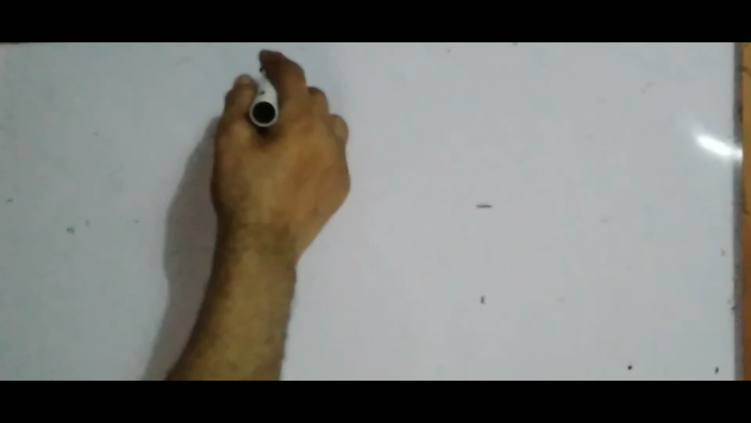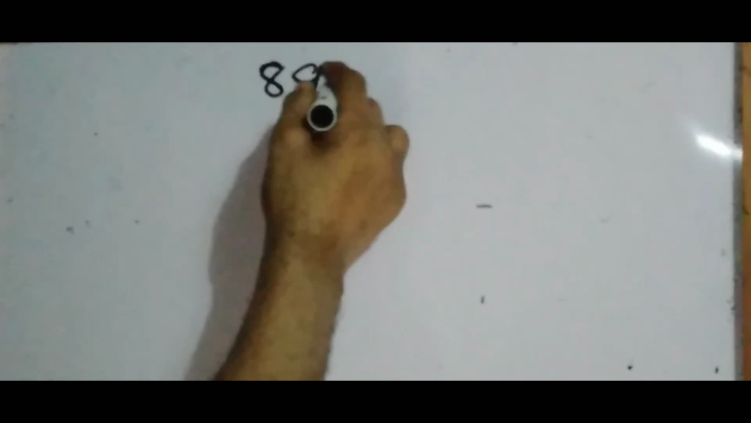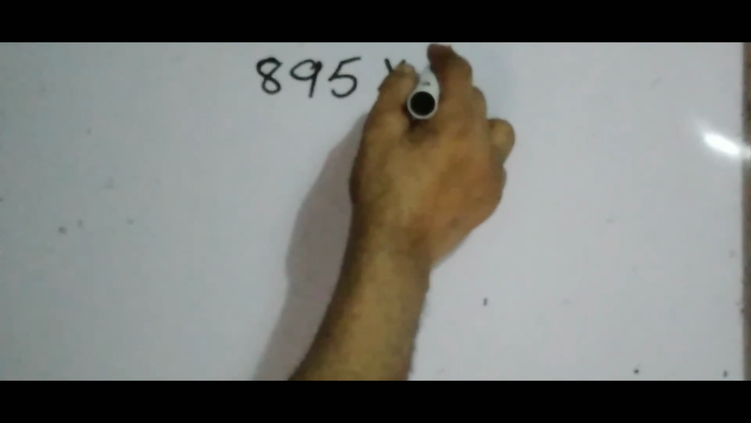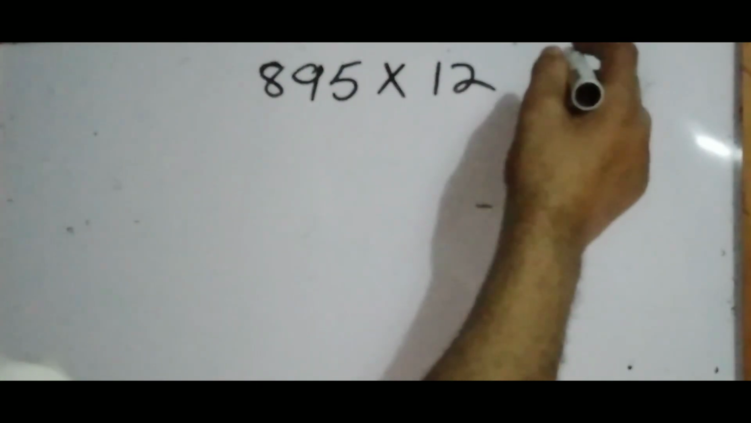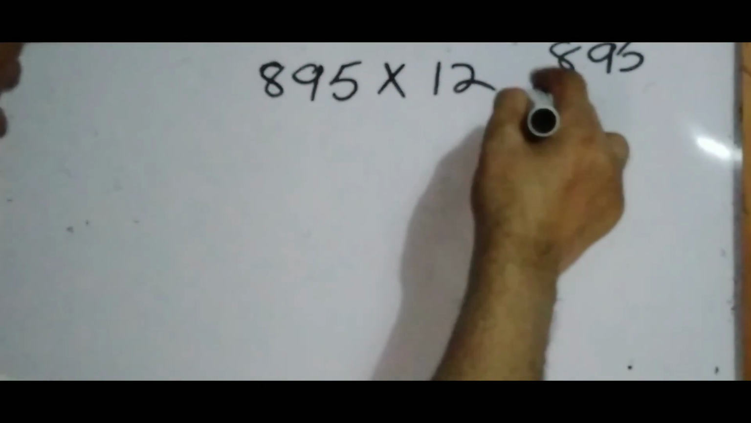Now let's look at this problem. Suppose we have 895 multiplied by 12. Let's go. So we have 895 multiplied by 12.